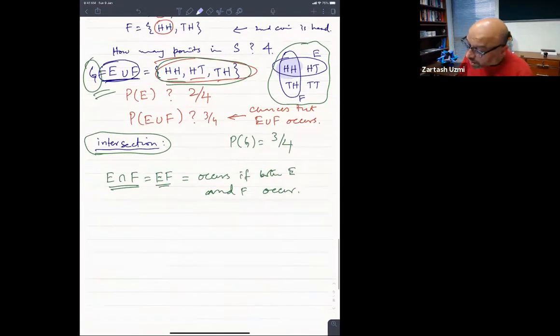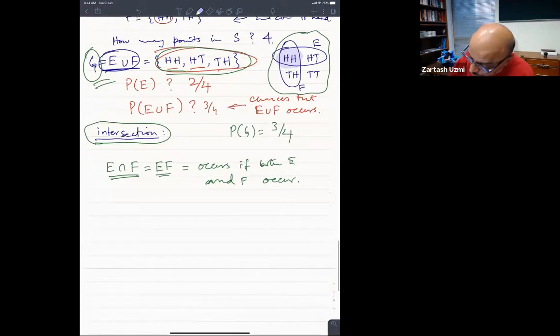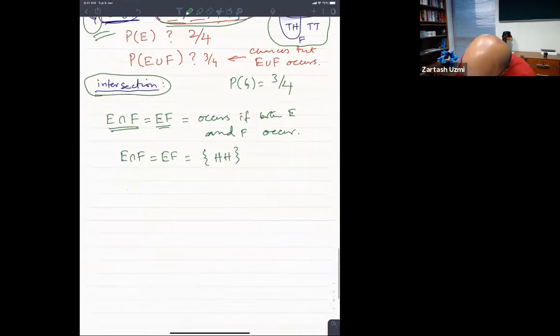सो दिस इज कॉल्ड द इंटरसेक्शन. This is the intersection of E and F. सो E intersection F, या EF, is equal to this event, which is equal to HH. ठीक है. And what would be the probability of E and F together? This would be 1/4. There is only one way that it can occur. There is only one point in the intersection of E and F. This is 1/4. Okay.